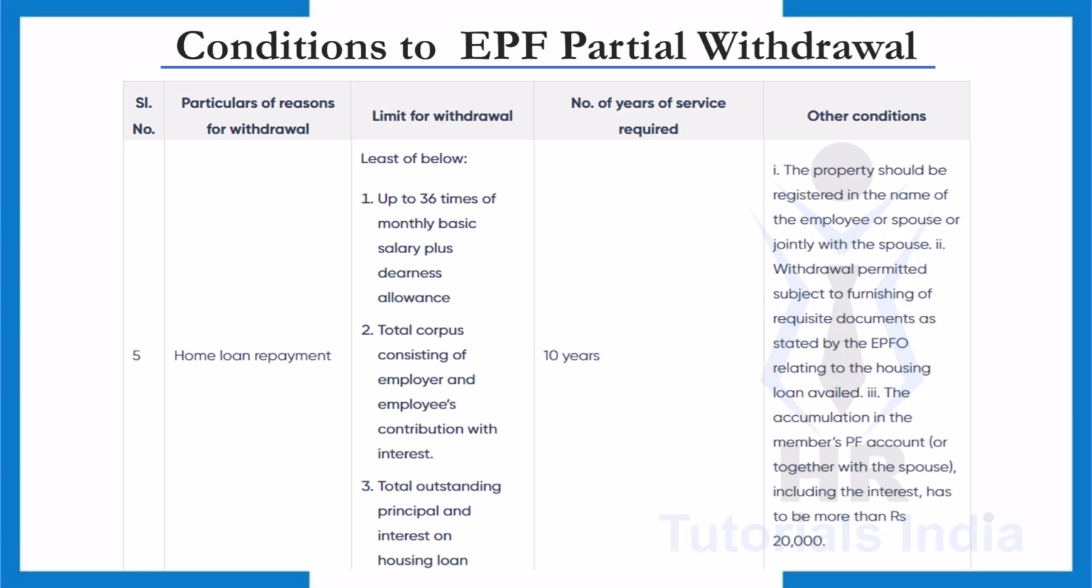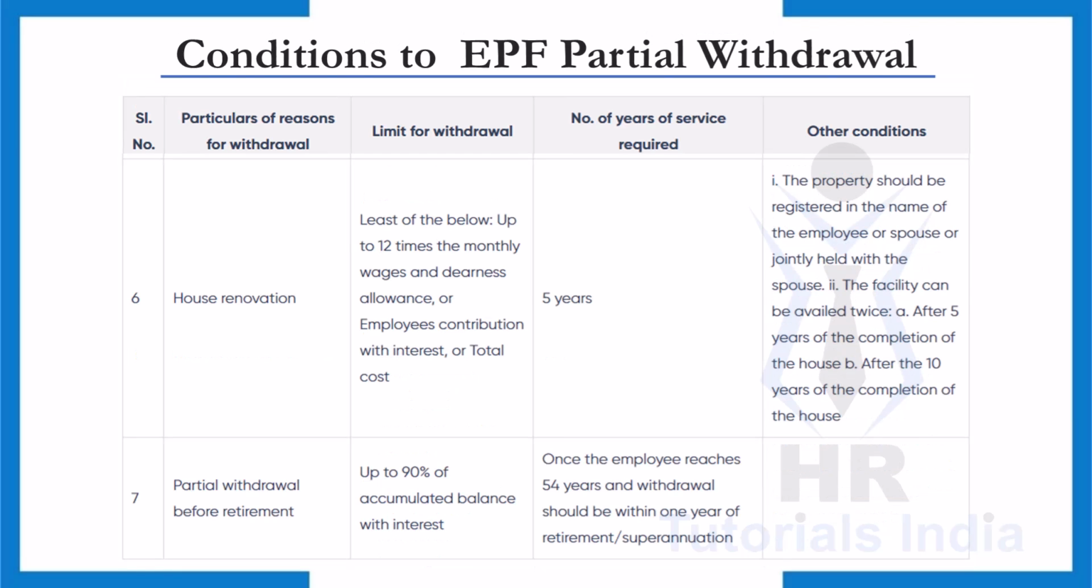And the condition is the property should be registered in the name of the employee or spouse or jointly with the spouse. Withdrawal is permitted subject to furnishing of requisite documents as stated by the EPFO relating to the housing loan availed. The accumulation in the member's PF account or together with the spouse, including the interest, has to be more than 20,000.